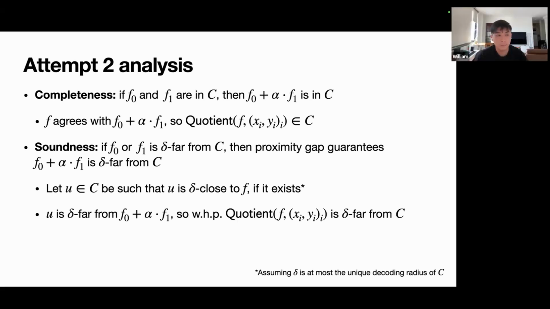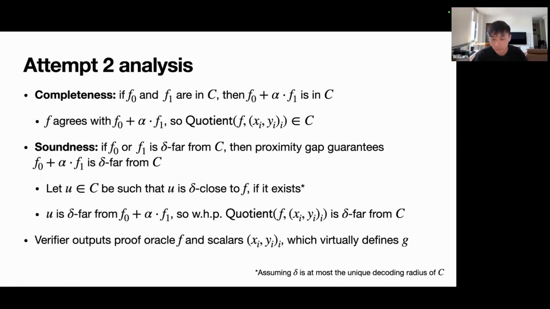Okay. And finally, I just want to re-emphasize this fact. The verifier's output really is a proof oracle F, which is just selected from the prover's message, as well as the scalars xi, yi, and this virtually defines G. And since G is only virtually defined over a single oracle, we've achieved compression. Okay, and all of this generalizes to a many-to-one reduction, not just 2-to-1.